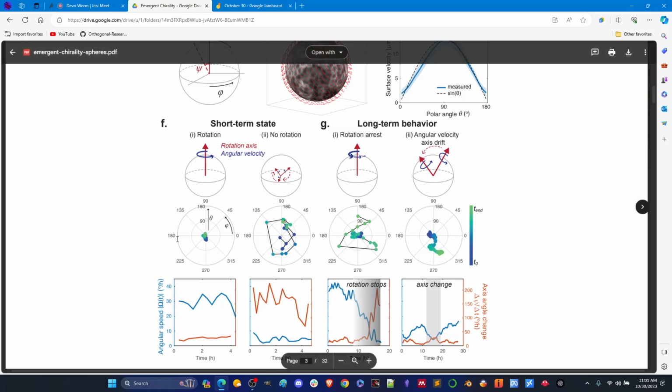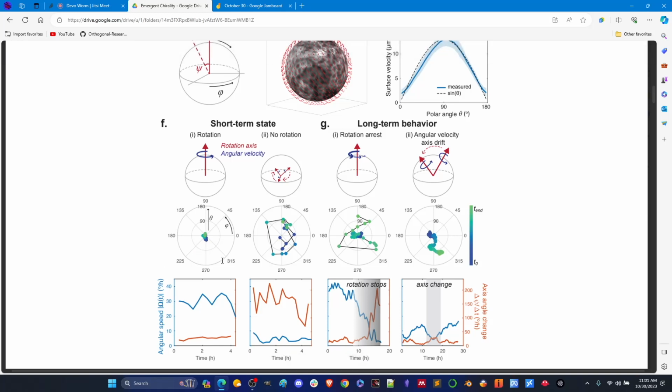In this case, we have rotation around the axis. We can see angular velocities clustered at the pole. We have this case of no rotation where we have these points that are more scattered. Rotation arrest, where the points are scattered a little bit more, but where there's rotation, but it kind of stops. So there's rotation around the pole, and then when it arrests, it stops.